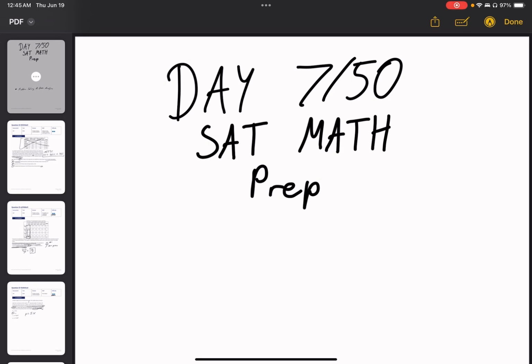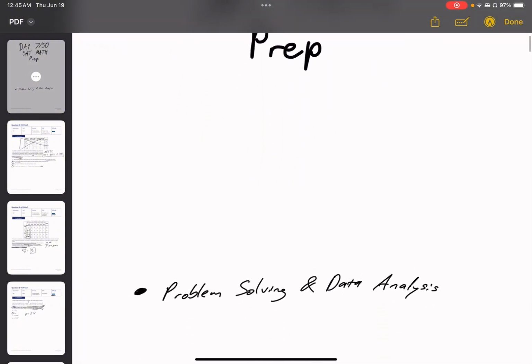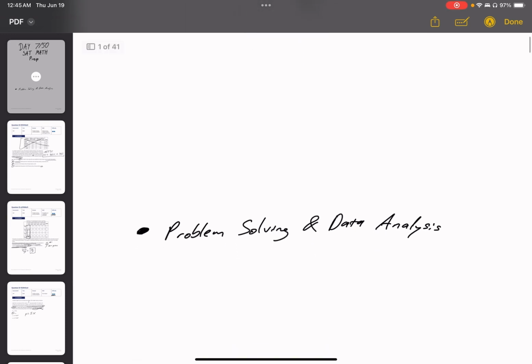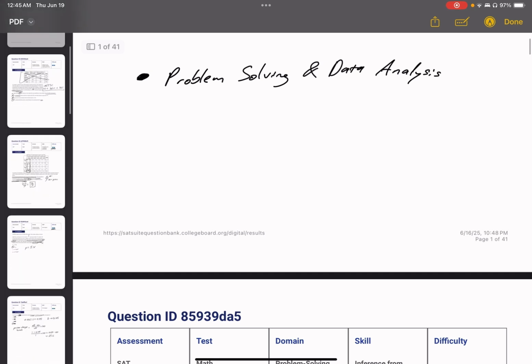Today is our second time working on the problem solving and data analysis problem sets. So remember, these problems have to do with charts, diagrams, tables, all of that. Okay, diving into our first problem.